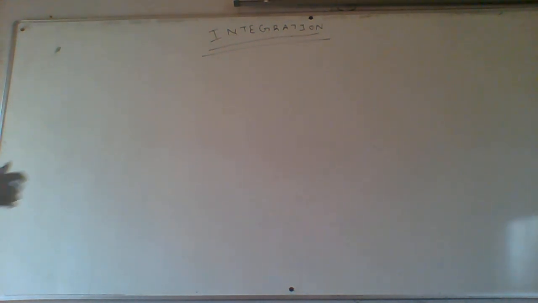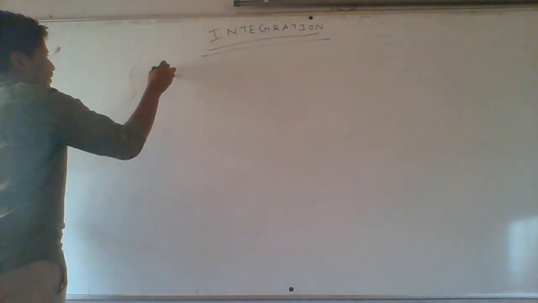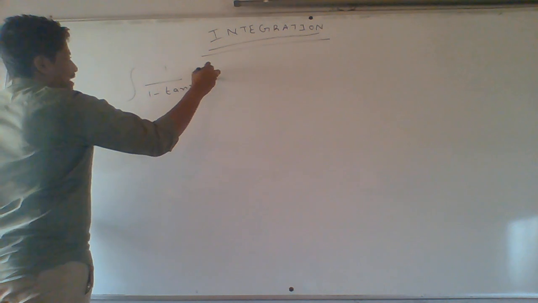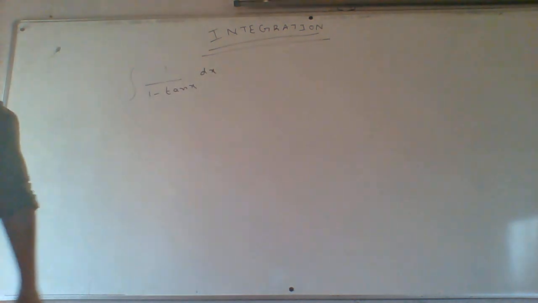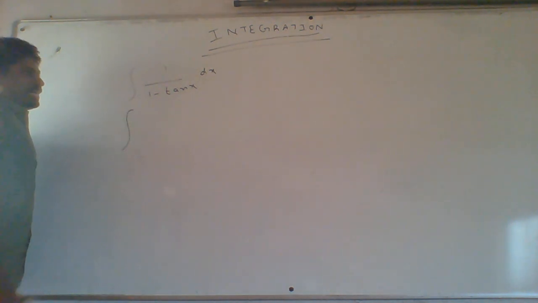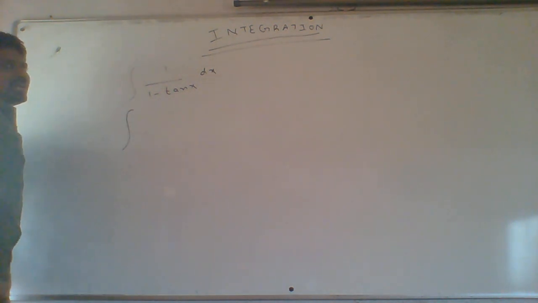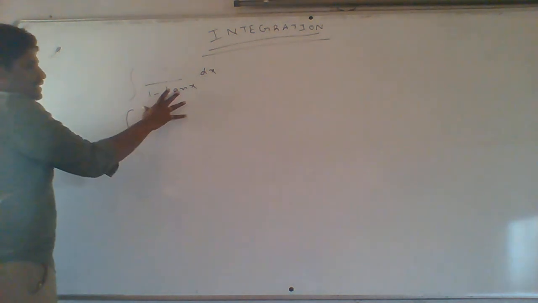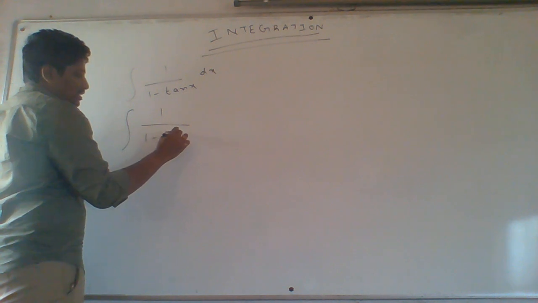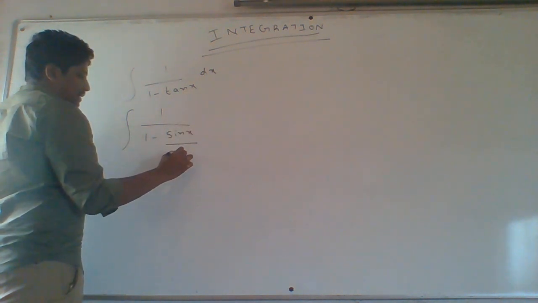Next, see the question. Integral 1 by 1 minus tan x dx. See here, let us solve a little bit trigonometrically, and after that we will follow the integration. Solving a little bit trigonometrically, in the place of tan we can write sin x by cos x.